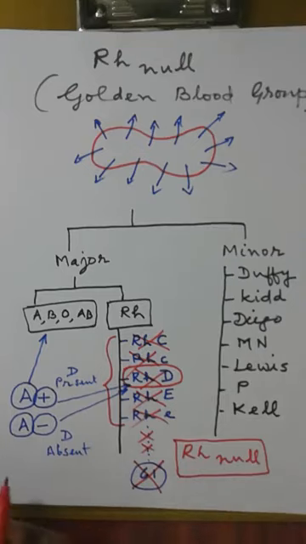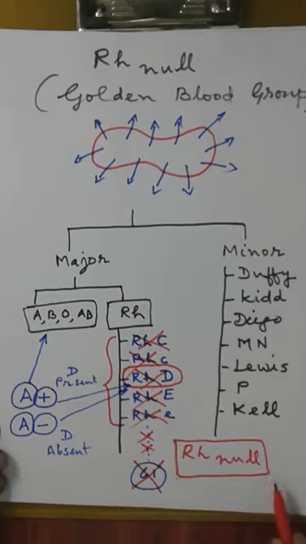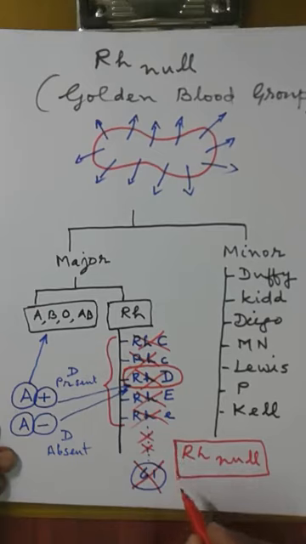This was identified in 1961 in Australia in an Aborigine lady. It's very rarely available in the whole world. 43-44 persons only. Fewer than 50 persons can be seen in the whole world with RH null blood. So it is a very, very rare blood.